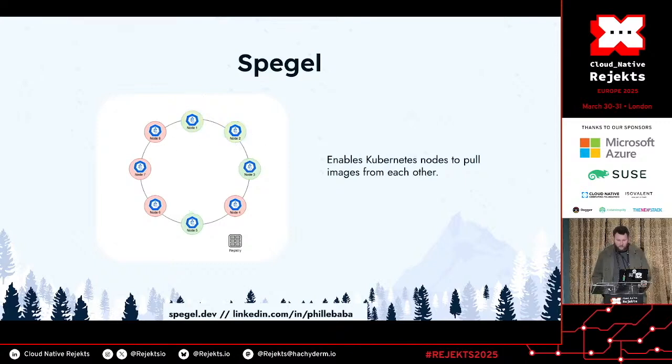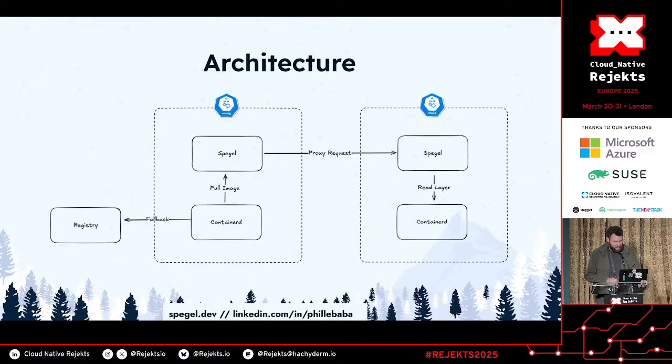Spegel runs as a DaemonSet in your Kubernetes cluster and runs a local registry. It piggybacks on top of containerd. An interesting fact about containerd is that when you run a pod, the image pulled for that pod is stored on the node, so the disk space is already used. Spegel runs a registry, reads the content that is already on disk, and advertises it using a distributed hash table to all the other registries in the cluster.